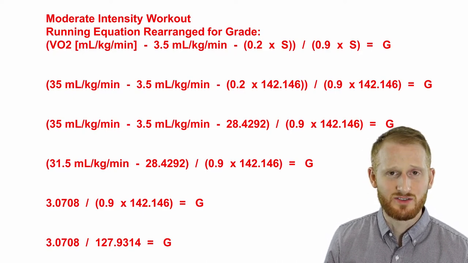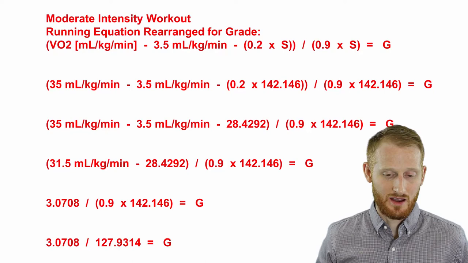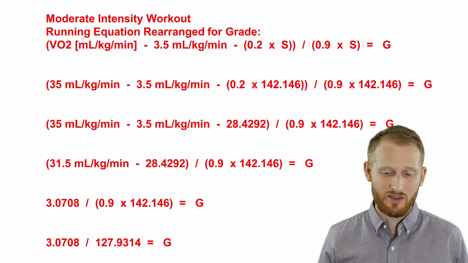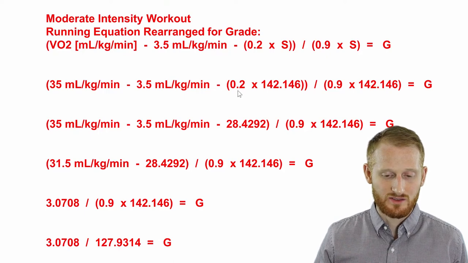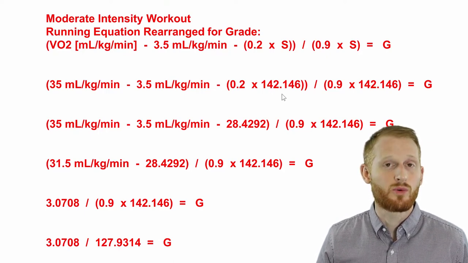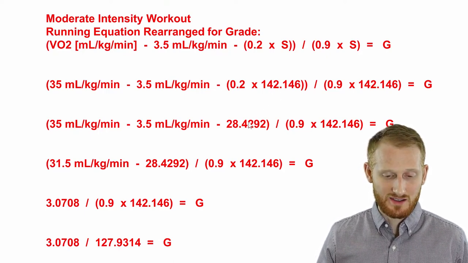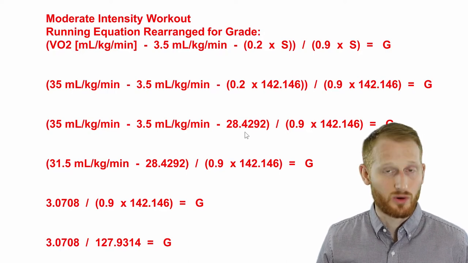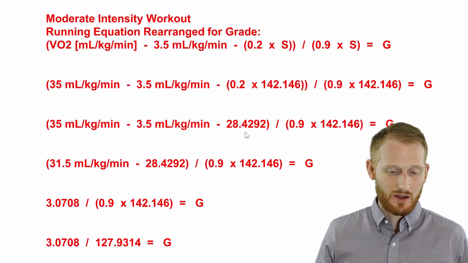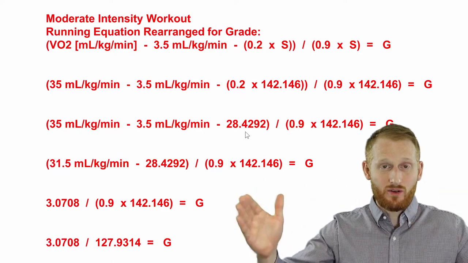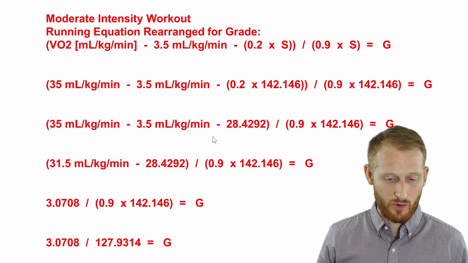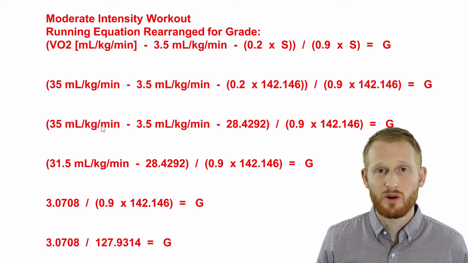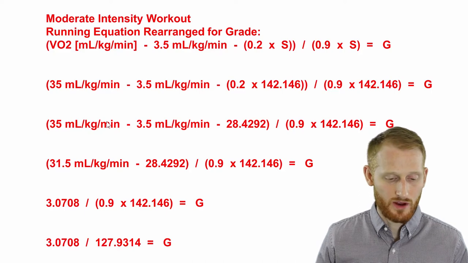So let's start to do some of this math, and we're going to start with the innermost set of parentheses. So we're going to multiply 0.2 times 142.146, and that is going to give us 28.4292. Now we're going to move our way out in the parentheses. So this whole argument here is in one parentheses together, and they're all just negative signs, so we can do it in any real order we want. I'm just going to start from the left and move to the right.